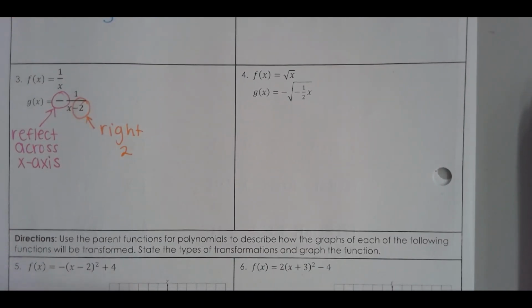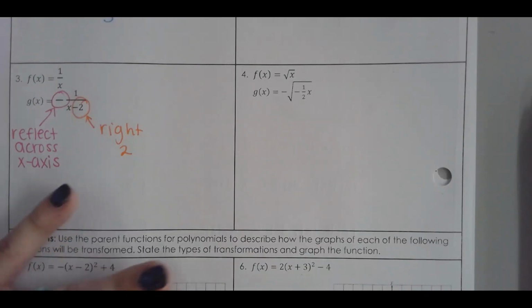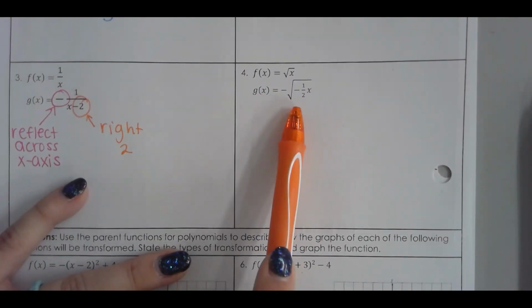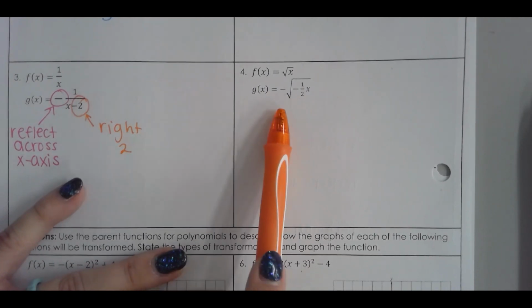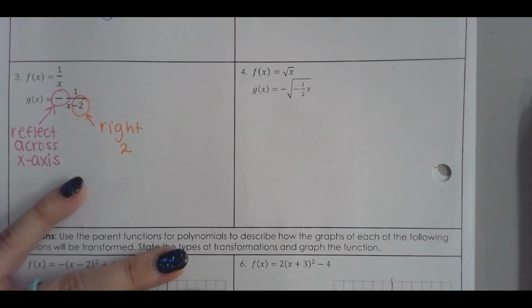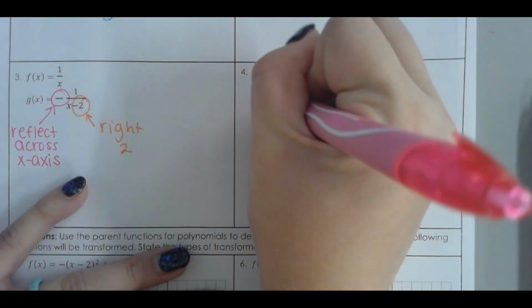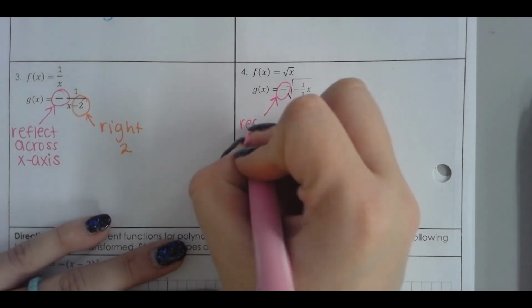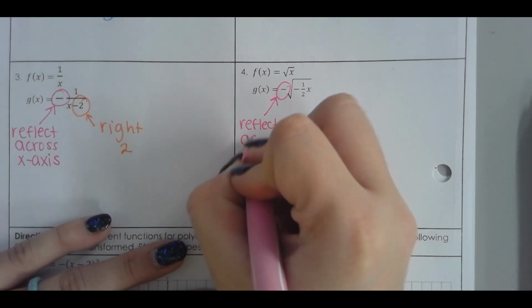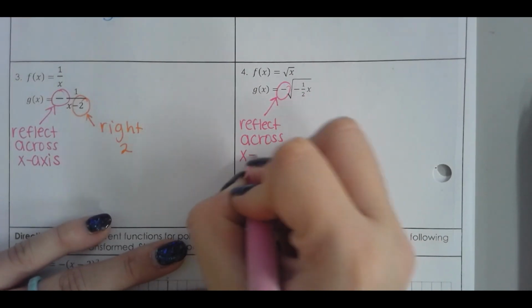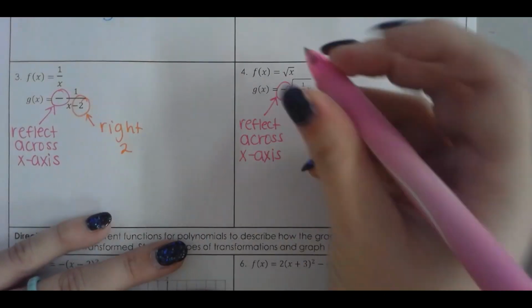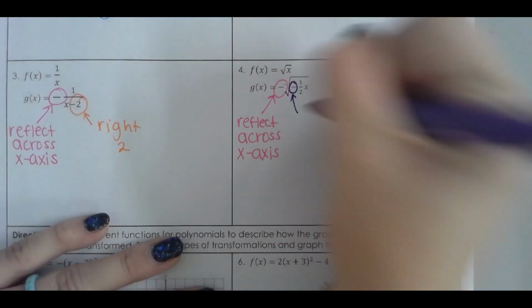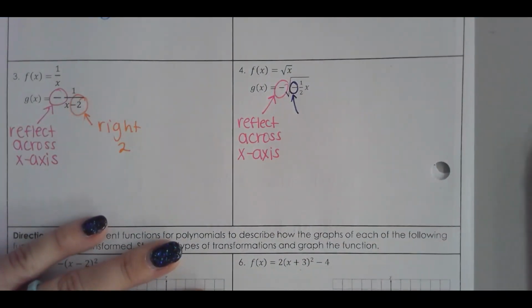Let's look at number 4. We're starting with square root of x, and then I'm going to this one. What's happening? There's a negative on the outside. Yep, and the inside. So the outside one is reflection across the what? Reflect across x-axis. There's a negative on the inside. So that one's reflect across the y.